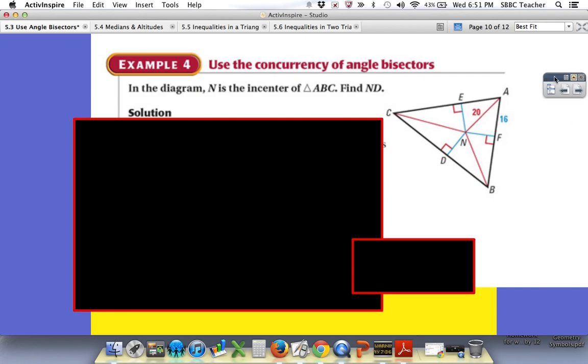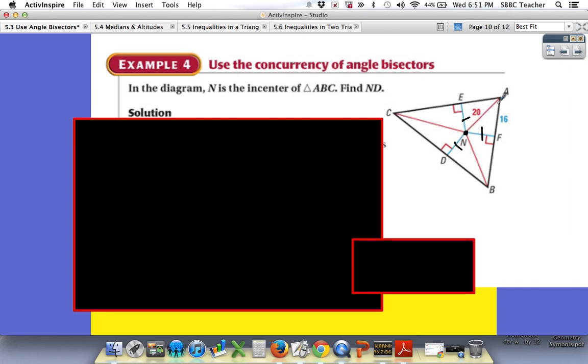Now let's use the theorem on concurrency. In the diagram, N is the incenter of ABC. So this is the incenter, where all the angle bisectors meet. Find ND. So they want us to find the length of ND. Well, remember, all of these are congruent. They tell us this side is 16. We want to know what ND is.